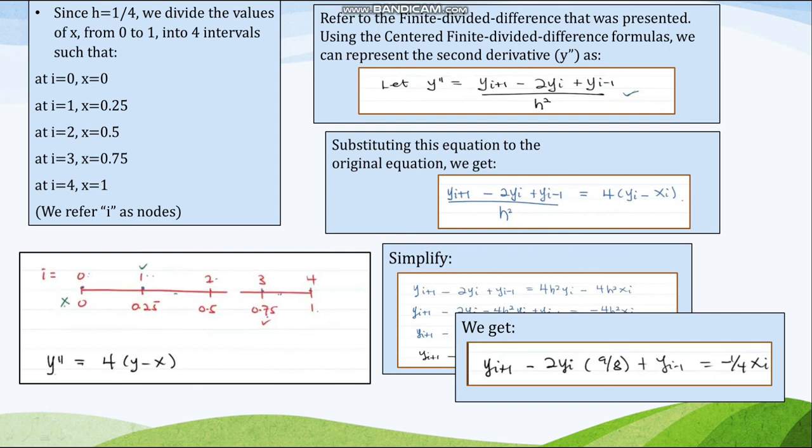Let us now evaluate that equation with the different values of i. We will start at i equals 0. Recall that at i equals 0, x is also equal to 0. And referring to the problem, we were given that y of 0 is equal to 0. Therefore, we can simply say that at i equals 0, y sub 0 is equal to 0.